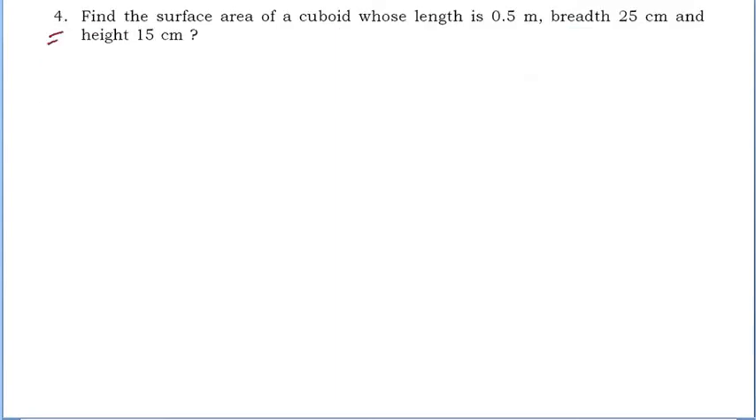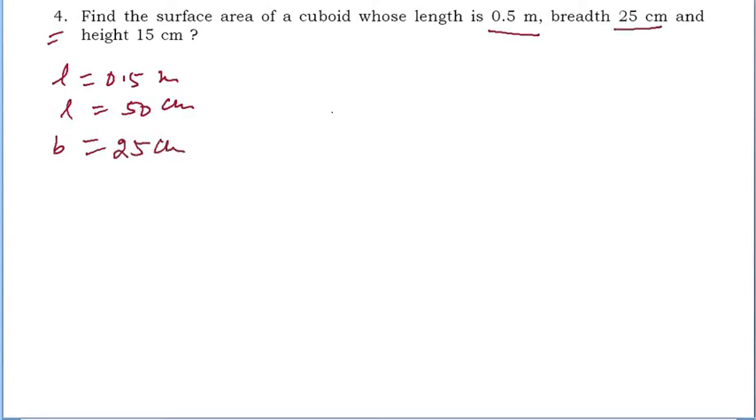Now come to question number 4. Find the surface area of a cuboid whose length is 0.5 meters. So length is given as L is 0.5 meter. First of all, you want to change it into centimeter, so that is 50 centimeter. Breadth is given as 25 centimeters. And the height is given as 15 centimeters, so you have to write h is equal to 15 centimeters.